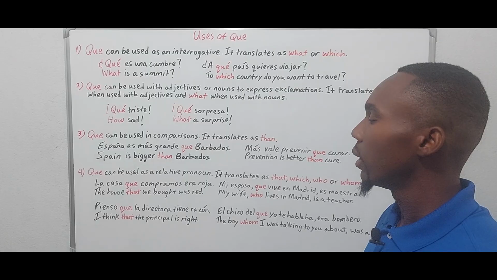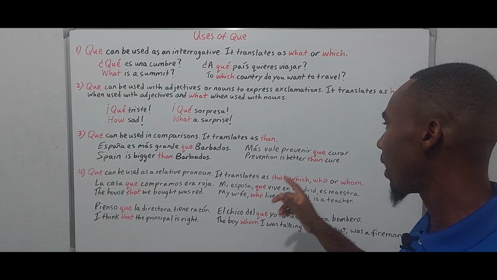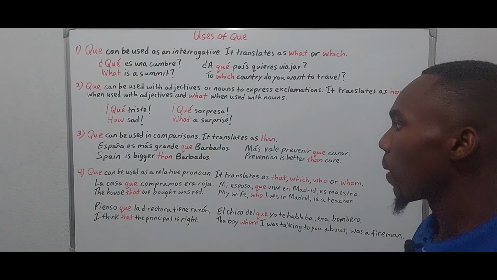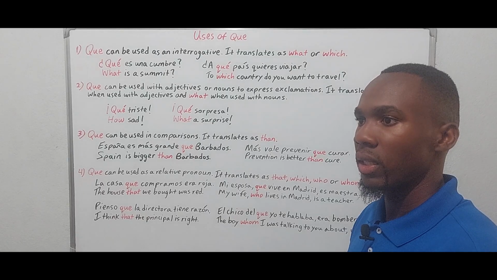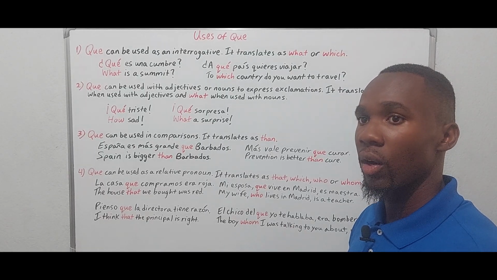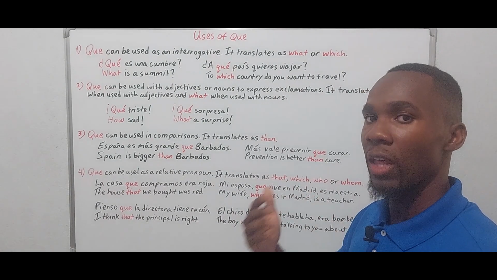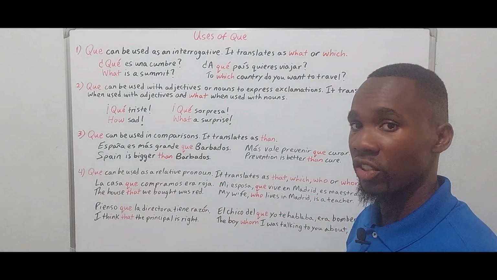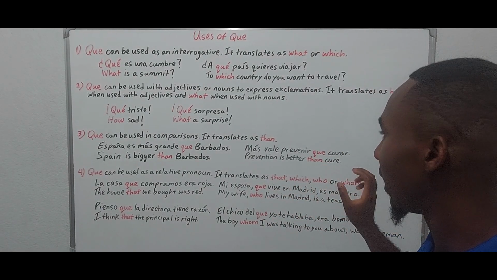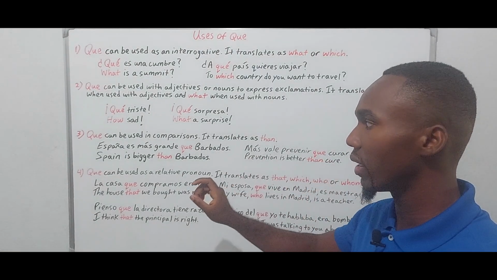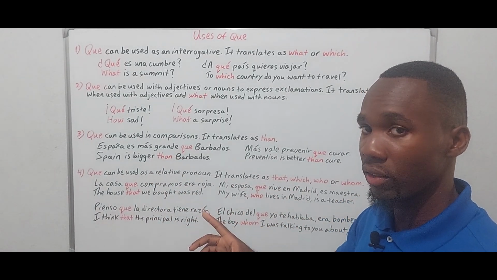Four. Que can be used as a relative pronoun. It translates as that, which, who, or whom. Now, a relative pronoun is a word that connects two sentences, or it provides information about an entity that has already been mentioned. So these are the translations that que can have in this context. And once again, this que will carry no accents.